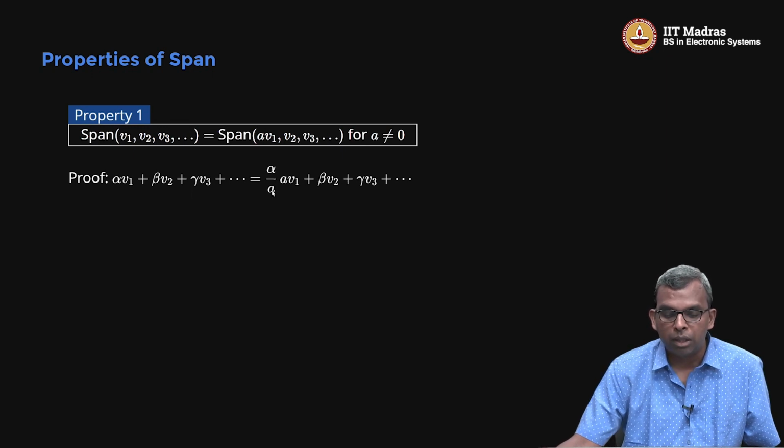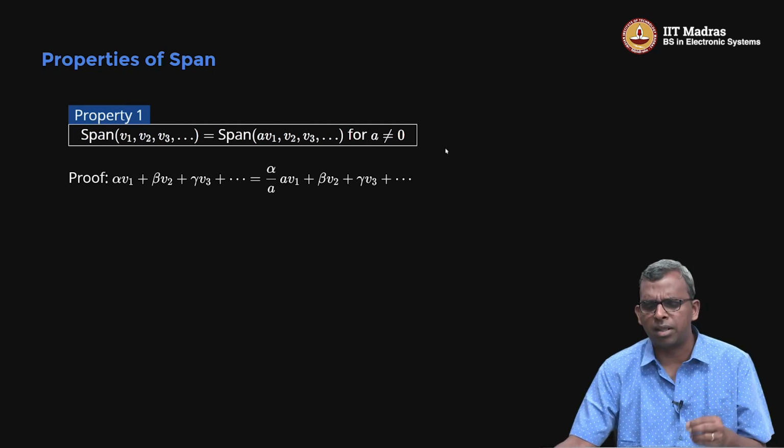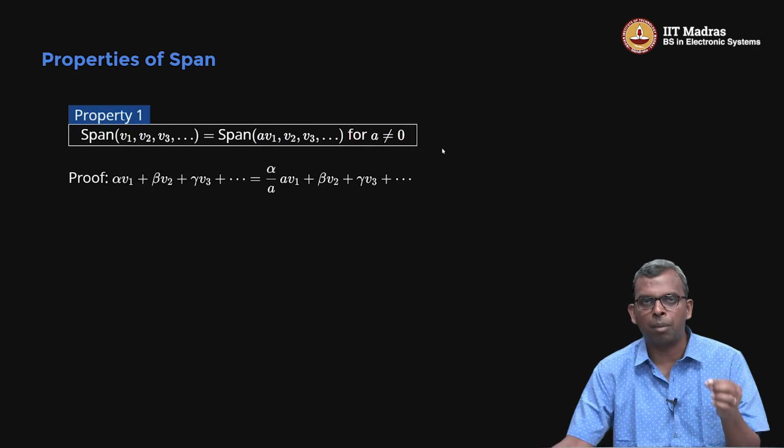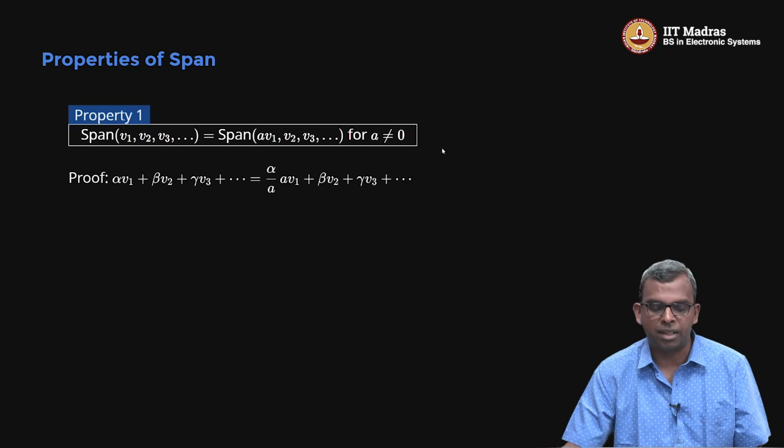Notice, based on this very trivial looking observation, for the span of a set of vectors, if you multiply any vector, or even more than one vector, by a non-zero scalar, you get the same span. Seems like a trivial result, but you'll see how we'll apply these results very smartly to get a better understanding of span.